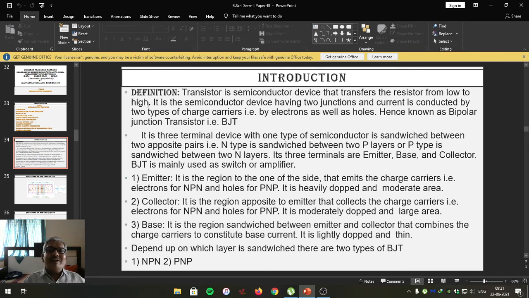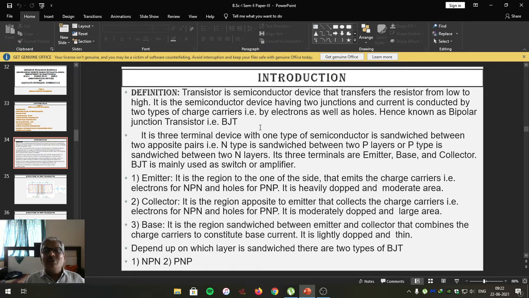Secondly, it is also defined as a semiconductor device having two junctions. That's why it is called as a bijunction. Bi means two. The semiconductor device having two junctions. One is input junction, another one is output junction. We are going to validate as we proceed further. That's why we can say it is a semiconductor device having two junctions and in which the current is conducted by two types of the charge carriers.